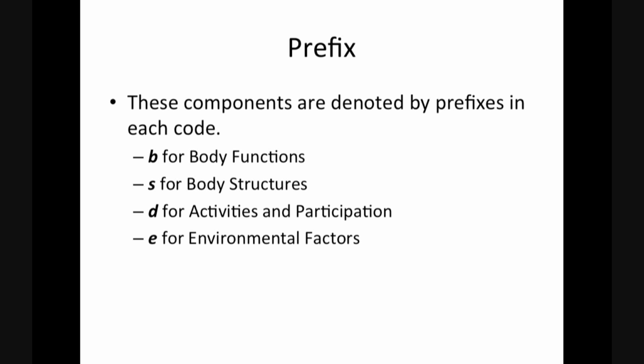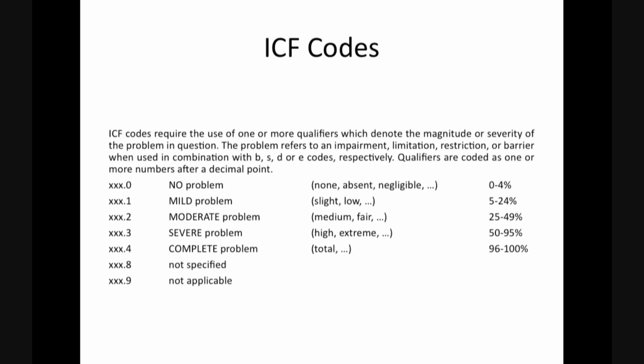On the use of ICF, prefixes are used. B for body functions, S for body structures, D for activities and participation, and E for environmental factors. ICF codes require the use of one or more qualifiers which denote the magnitude or severity of the problem in question. Qualifiers are coded as one or more numbers after a decimal point. For example, 0 for no problem, while 8 and 9 mean not specified and not applicable respectively.